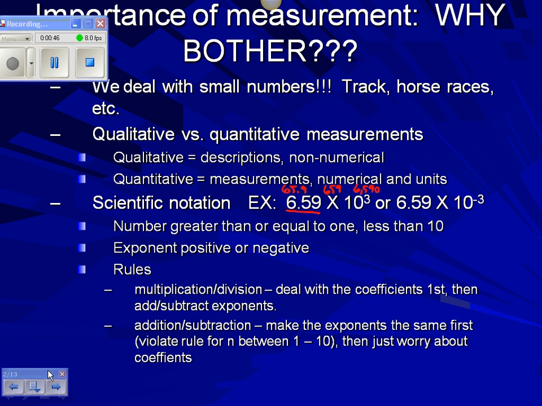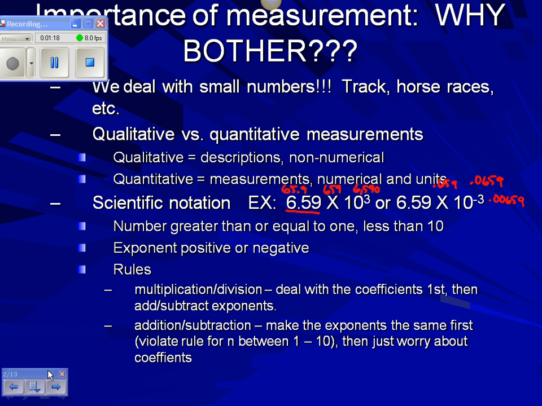Now, 6.59 times 10 to the negative third simply means that we're going to divide 6.59 by 10 three times. 6.59 divided by 10 becomes 0.659. Divided by 10 one more time, we get 0.0659. And divided by 10 a third time, we get 0.00659.